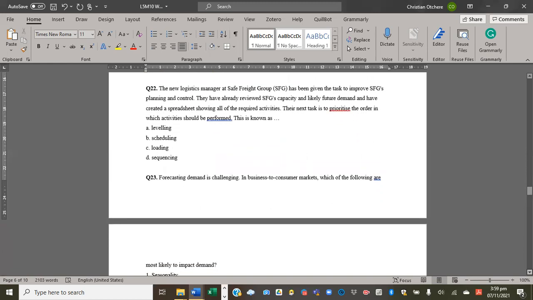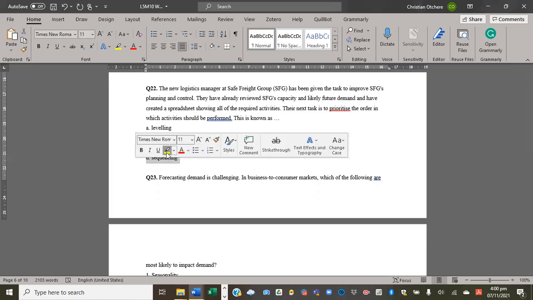Question 22. The new logistics manager at Safe Freight Group has been given the task to improve SFG's planning and control. They have already reviewed SFG's capacity and likely future demand and have created a spreadsheet showing all of the required activities. Their next task is to prioritize the order in which activities should be performed. This is known as order sequencing. Okay, sequencing.